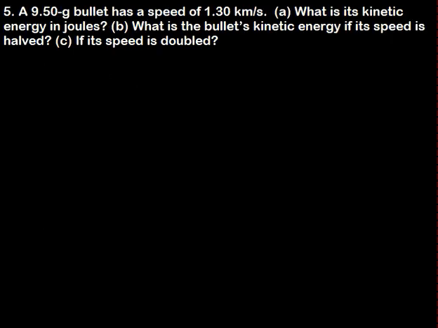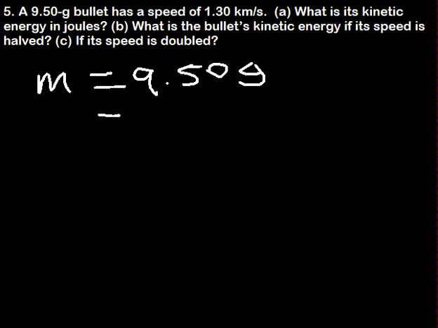Now let's say this is the problem. A 9.5 gram bullet has a speed of 1.3 kilometers per second. So we are being given the mass, which is 9.50 grams, and of course it has to be in actual kgs. So simply we just have to divide this by 1000 to have the mass in kgs.